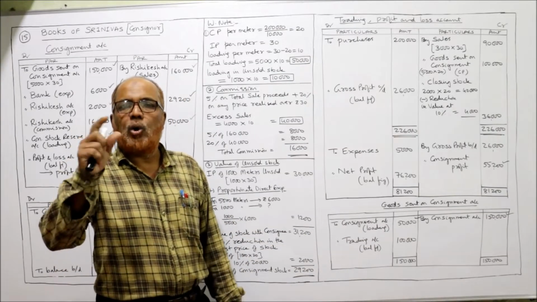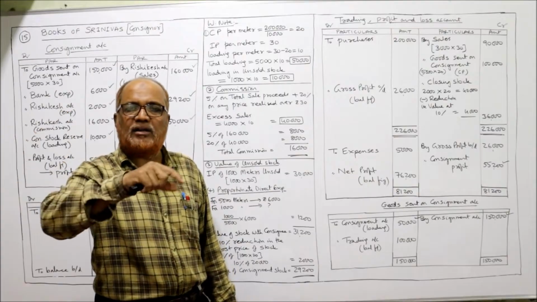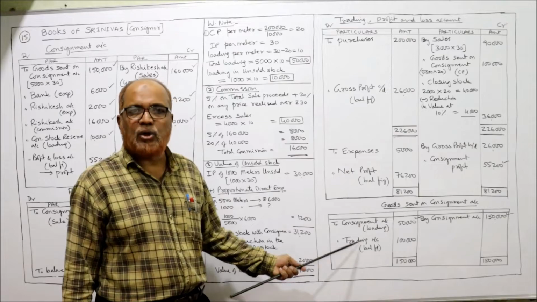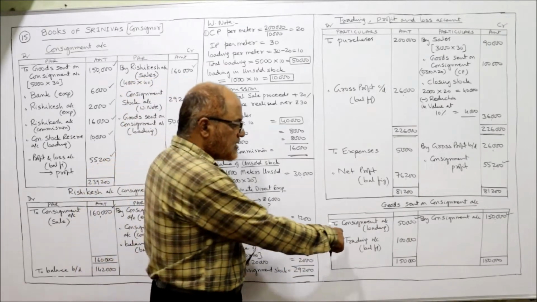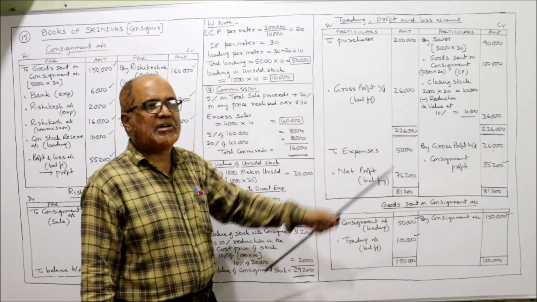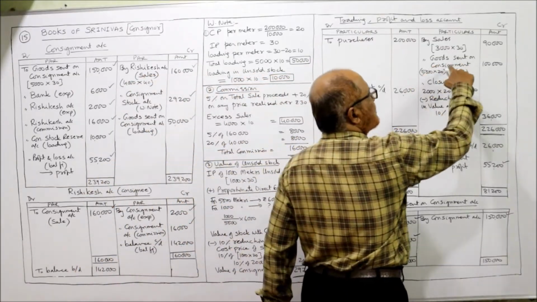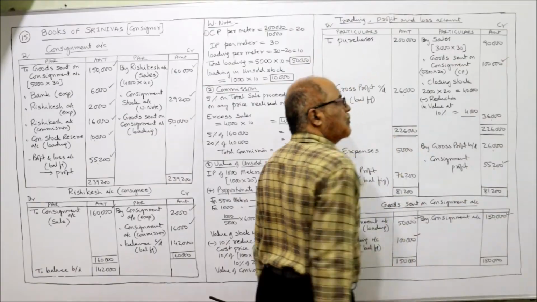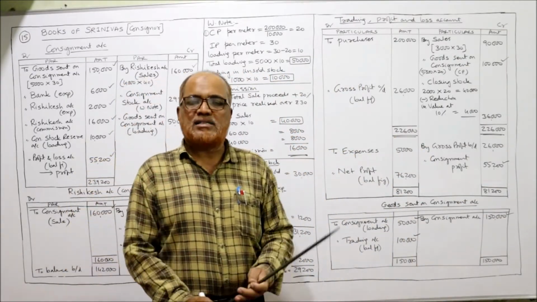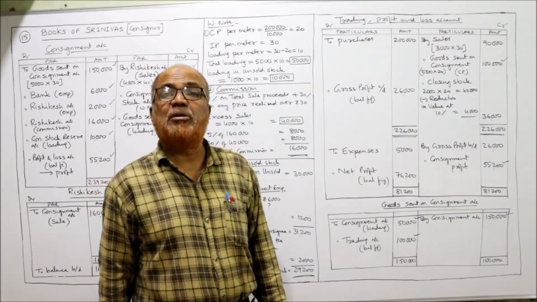The entry will be goods sent on consignment account debit to trading account. The goods sent on consignment debited 1 lakh rupees. And trading account should be credited. Trading account by goods sent on consignment 1 lakh rupees. That's all. So this account is closed. Now it is asking you to make the trading and profit and loss account.